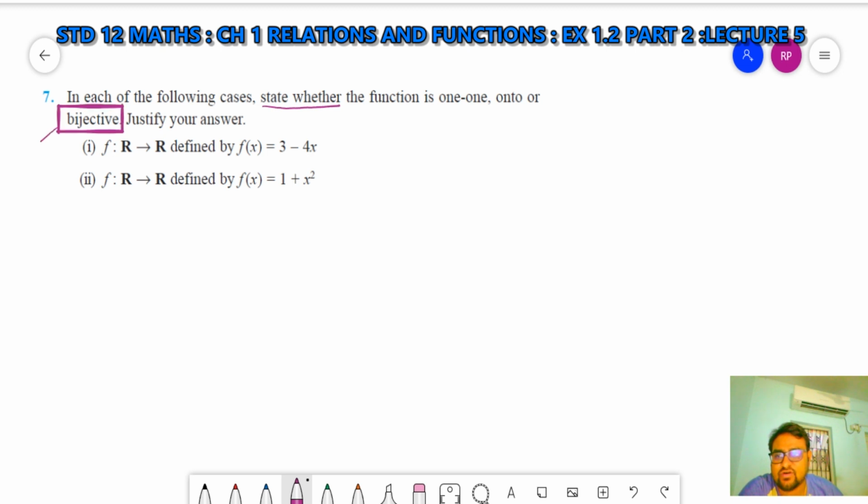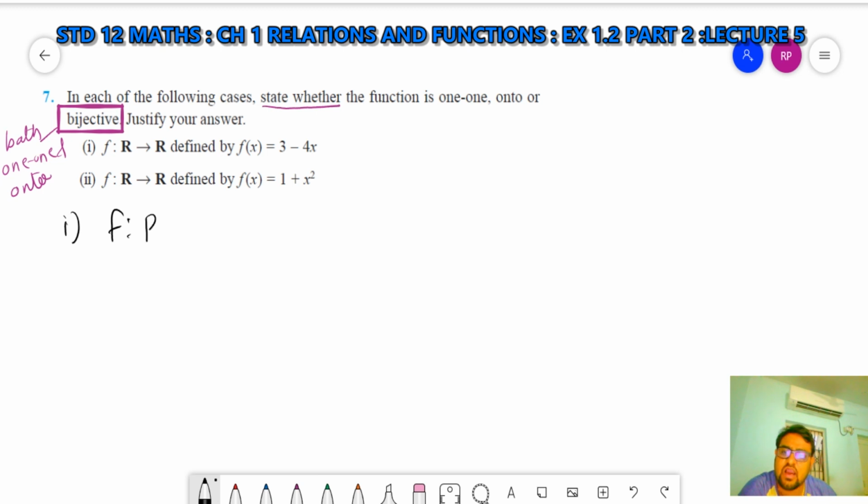Bijective means when a function is both 1-1 and onto, then the function is called bijective. See, a 1-1 function is also called an injective function, and an onto function is called surjective. And if it is both injective as well as surjective, meaning both 1-1 and onto, then it is called a bijective function. Okay, so now first let's start with the first one.